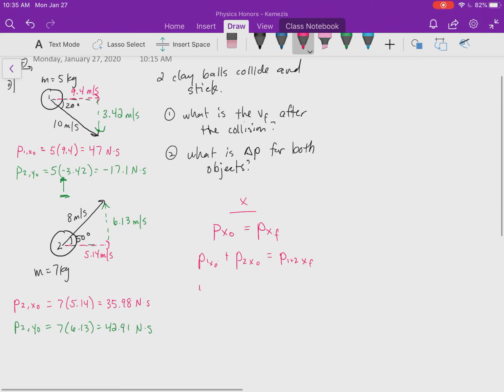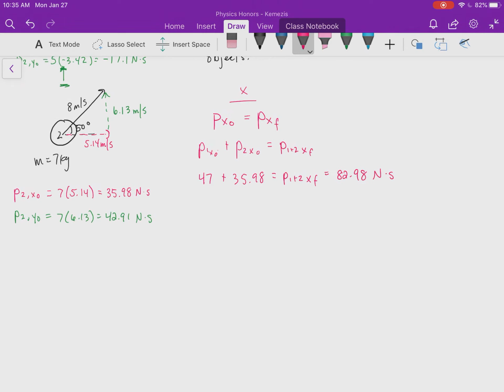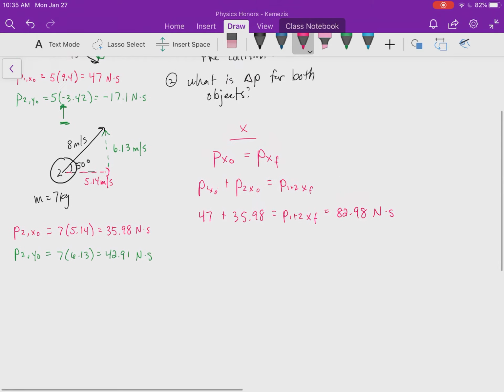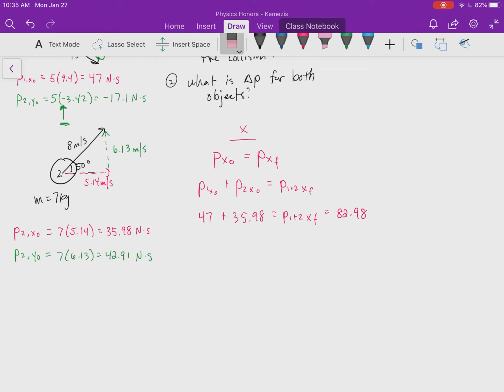Okay, so since I have these momentums already written out, I can just plug in. There's 47 plus 35.98. It's going to be equal to the p1 plus 2 xf, and that is going to be 82.98 Newton seconds. Okay, so when this collision is done, there is going to be some x momentum for this final object that is 82.98 Newton seconds to the right. Oh, I'm using the wrong, that's my problem. I'm really sorry. Oh yeah, that is the right thing.